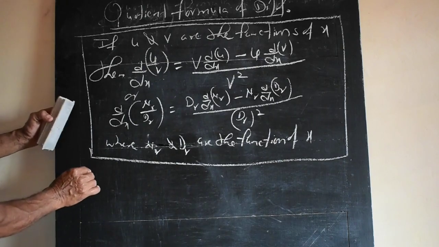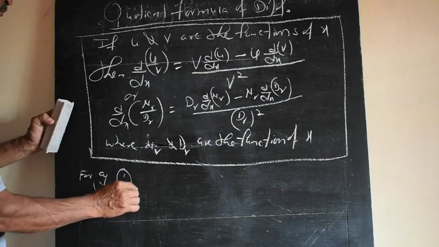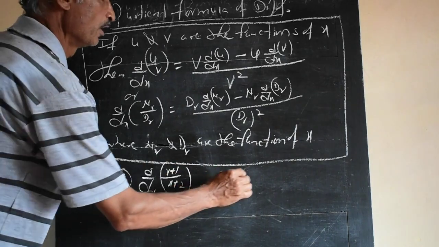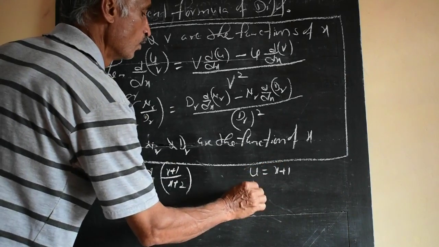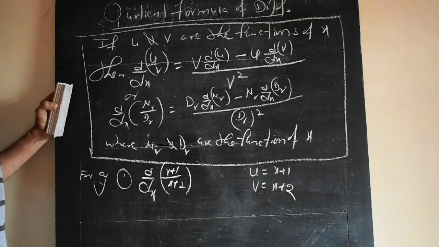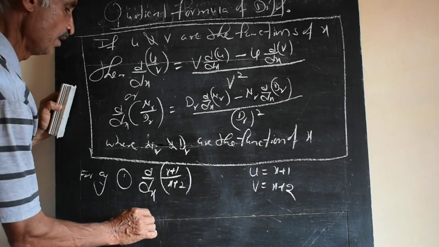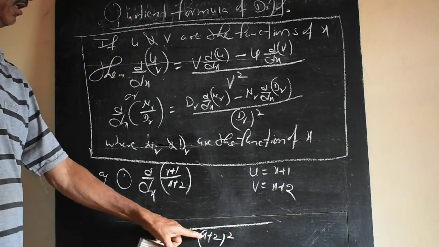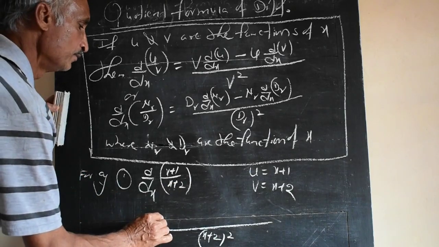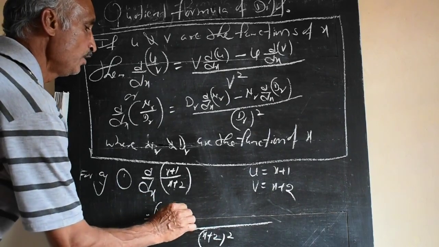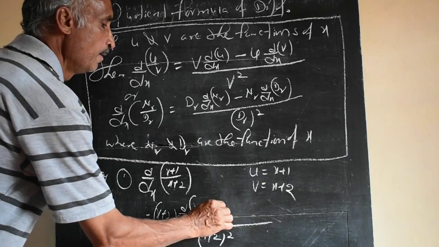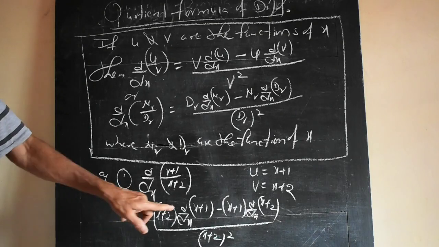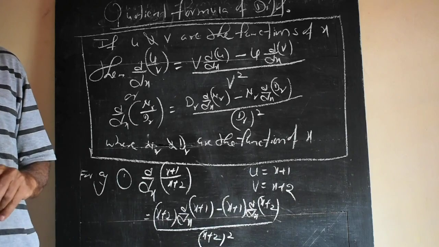First one, for example, d by dx of x plus 1 upon x plus 2. Here, the numerator is x plus 1 and the denominator is x plus 2. Both are functions in x, meaning equations in x. Therefore, I can apply the quotient formula. That equals the whole divided by x plus 2 the whole square in the denominator, and in the numerator, denominator x plus 2 into d by dx of numerator x plus 1, minus numerator x plus 1 into d by dx of denominator x plus 2. Now here comes the differentiation of x plus 1 and x plus 2.